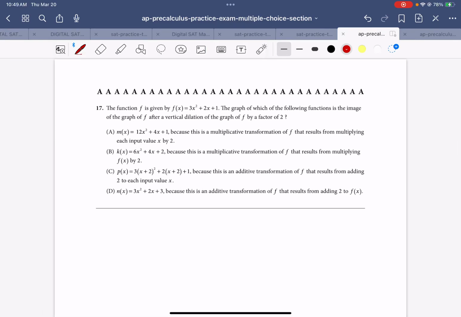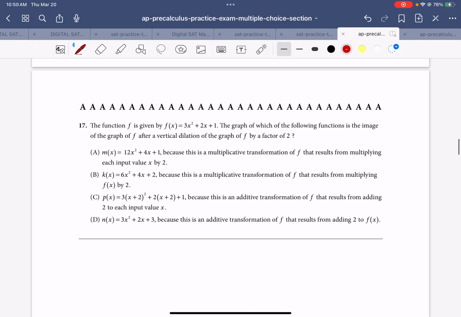Number 17, the function f is given by f of x equals 3x squared plus 2x plus 1. The graph of which of the following functions is the image of the graph of f after vertical dilation of the graph of f by a factor of 2? Okay, so this is about transformation of functions, and here it is vertical dilation by a factor of 2.